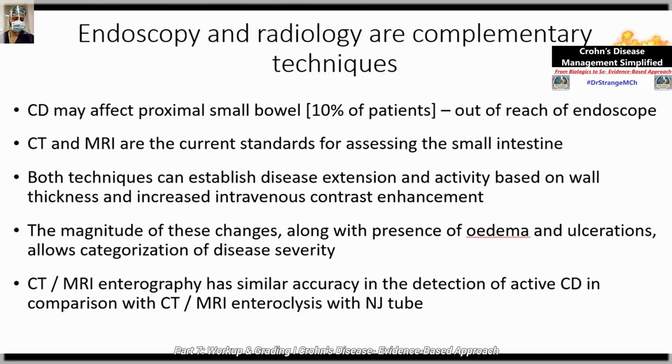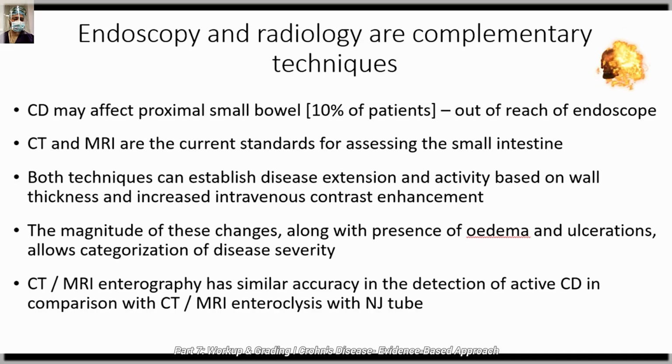Endoscopy and radiology are complementary diagnostic modalities while investigating a case of Crohn disease. Crohn disease may affect the proximal small bowel, that is the proximal jejunum, in 10% of patients, which is out of the reach of the endoscope. CT and MRI are the current standard for assessing the small intestine. Both techniques can establish disease extension and activity based on wall thickness and increased intravenous contrast enhancement. The magnitude of these changes, along with the presence of edema and ulceration, allows categorization of disease severity.